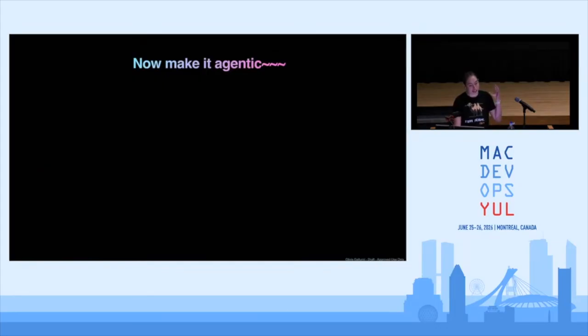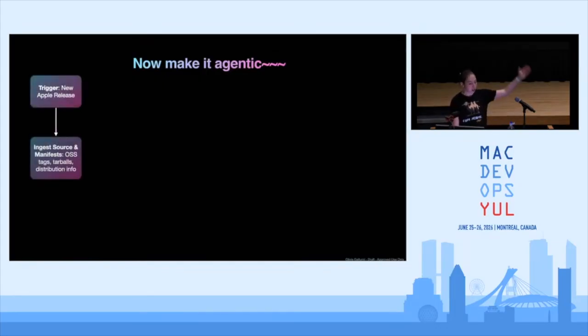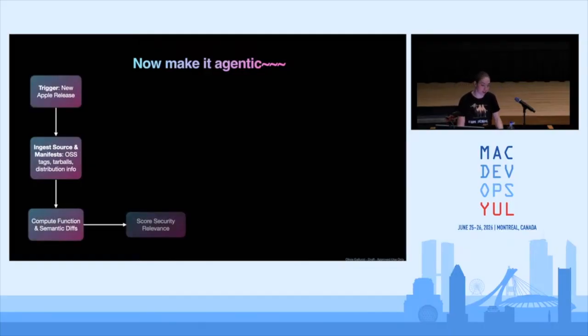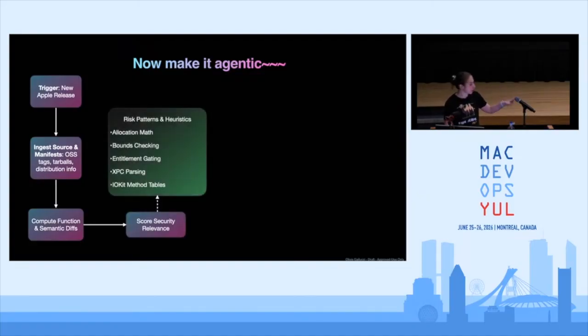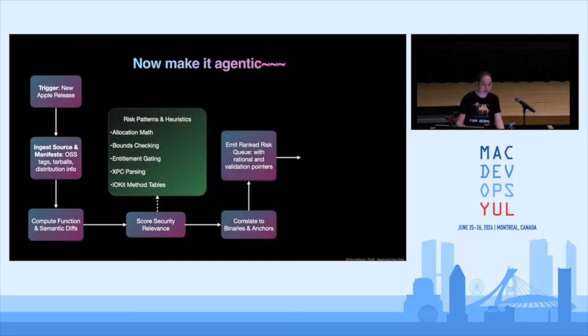Now, imagine this exact AI workflow running continuously on every Apple release. It would ingest the new OSS tags or tarballs and distribution manifests and compute diffs at the function and semantic level. Then it would score changes for security relevance based on patterns like allocation math, bounds checks, entitlement gating, XPC parsing, and IOKit external method table changes. It would correlate to binaries and string anchors, then emit a ranked queue with why this looks risky, plus pointers for a human to validate.